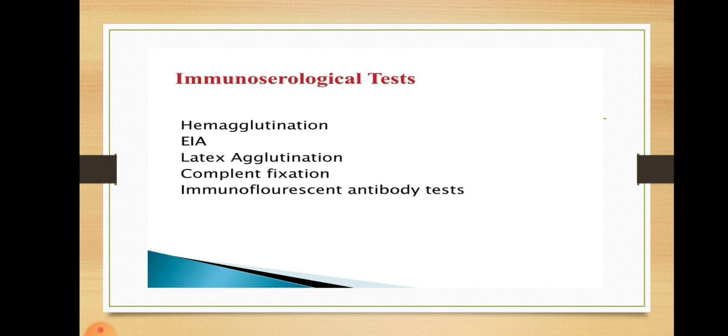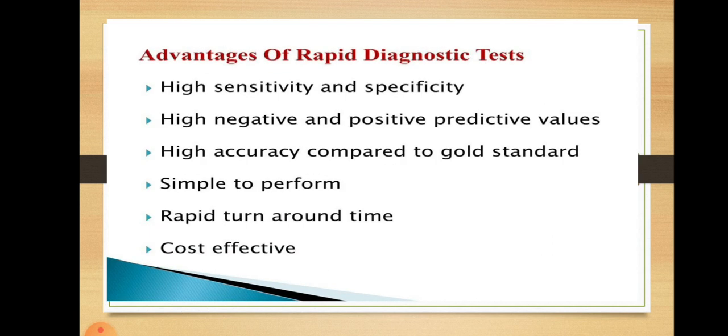The most widely used immunological techniques are agglutination, complement fixation, ELISA, immunoblotting, immunodiffusion, immunoelectrophoresis, radioimmunoassay, etc. Advantages of this rapid diagnosis: they are highly sensitive and specific, have high negative and positive predictive values, have high accuracy compared to the gold standard, are simple to perform, have rapid turnaround time, and are very cost effective.